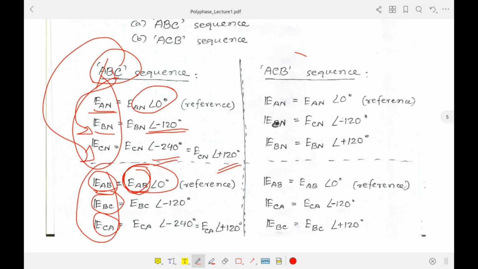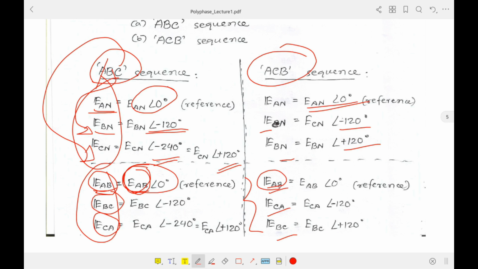And if it was an ACB sequence, then if A is the reference, C should be minus 120 degree and B should be plus 120 degree or minus 240 degree. And similarly these are the components. So EAB, then CA, then BC. So after EAB it appears as ECA at minus 120 degree, since ACB.